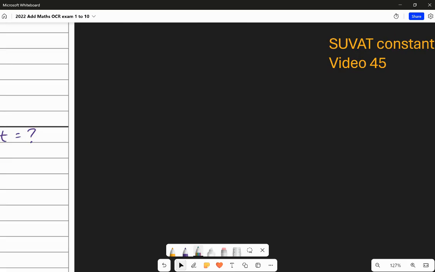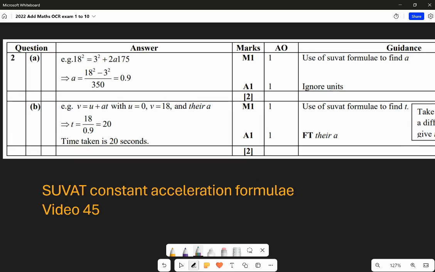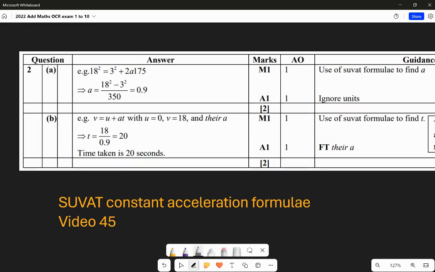And if we look at the mark scheme, yeah, they have the same idea. V squared equals U squared plus 2AS for the first one, finding 0.9, and V equals U plus AT to find T. Okay. And in part B, if you'd gotten the wrong answer to part A, you could still get the full marks, because you followed through your answer to part A, and so you can get the method mark and the accuracy mark if you have used it correctly in part B.